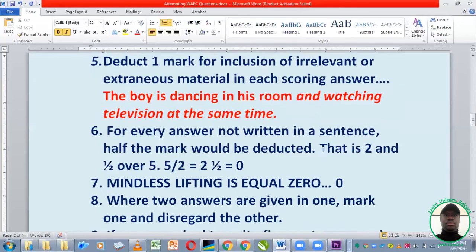Remember I warned at the beginning, your answers must be in complete sentences. If you give them phrases, you will not lose half a mark, you will lose half the entire mark. That means 5 divided by 2, you will get 2.5. After giving you 2.5, WASSCE examiners will not stop there. They will go back to find out if you made spelling errors, grammatical errors, wrong use of capital and small letters, punctuation errors, and if you added extraneous materials. So you might end up scoring 0.